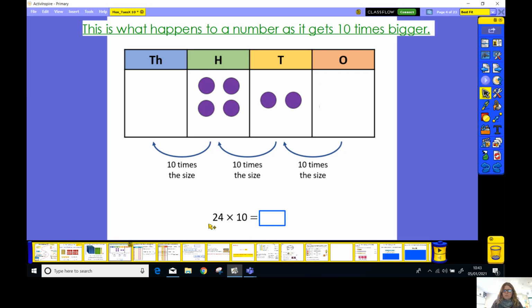Why don't you have a go at this one here? 24 times 10. What do you think that would become? Pause the video and have a go at that now. Well done. We know that 24 times 10 is 240, because 20 times 10 is 200, and 4 times 10 is 40, and when we add those two numbers together, it is 240.